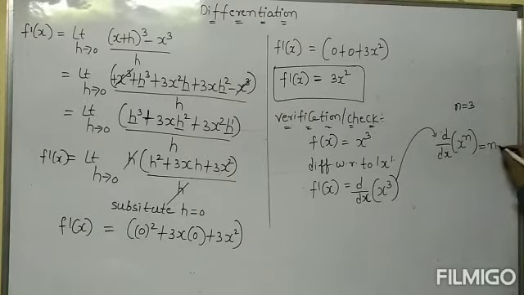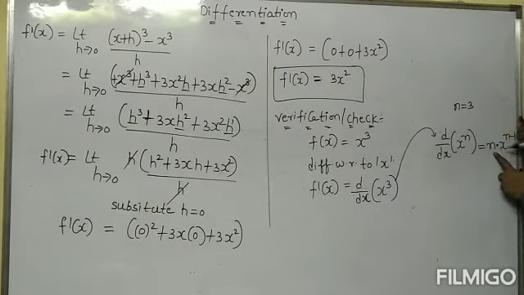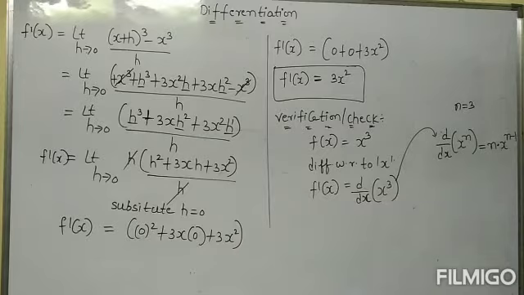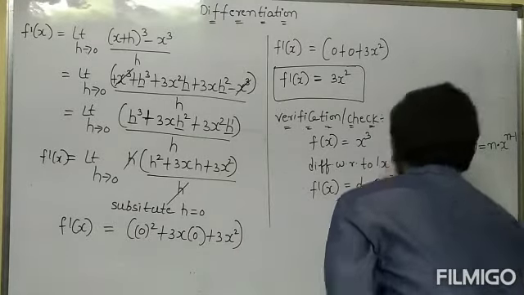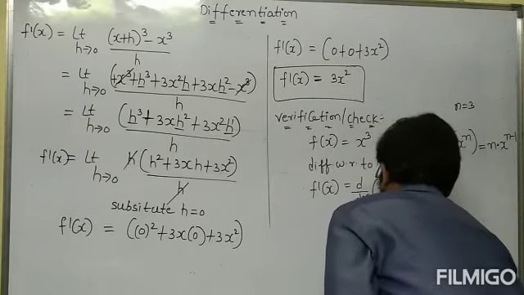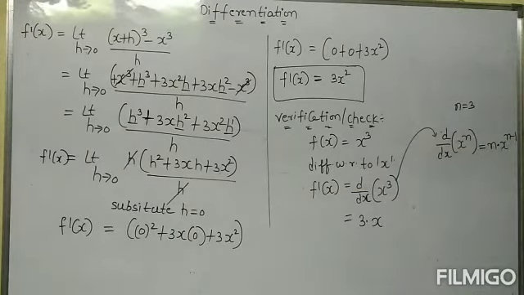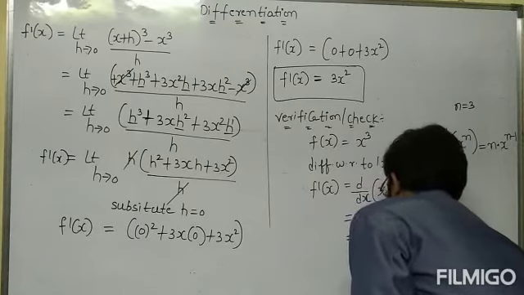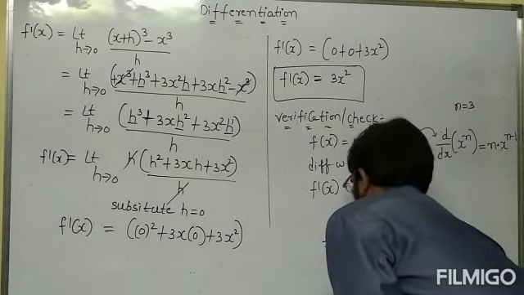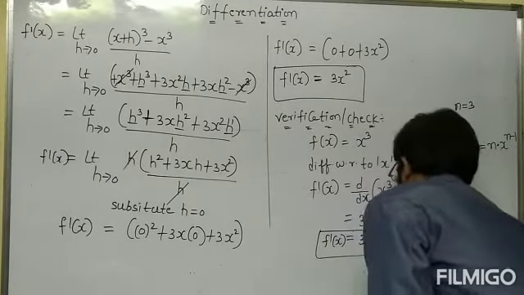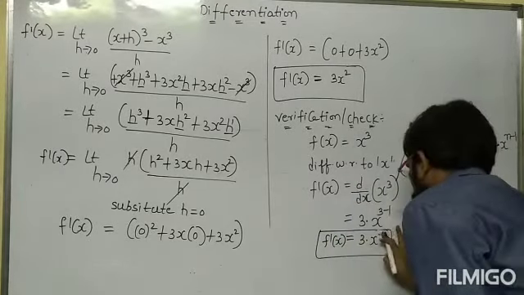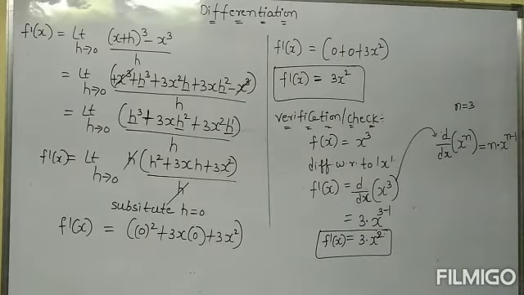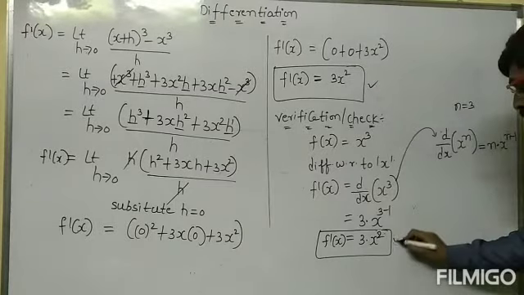Formula: d by dx of x power n is n into x power n minus 1. Let's substitute n as 3: 3 into x power n minus 1, that is 3 minus 1, which is 3 into x square. So f dash of x is equal to 3x square.